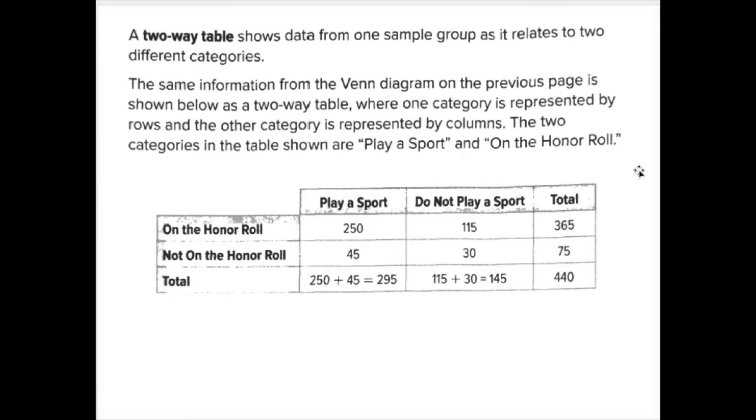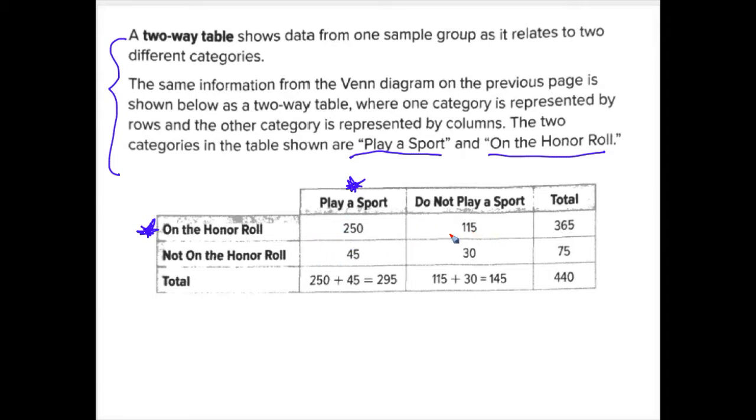A two-way table shows data from one sample group as it relates to different categories. The same information from the Venn diagram on the previous page is shown below as a two-way table, where one category is represented by rows and the other category is represented by columns. The two categories shown are play a sport and on the honor roll. So let's take a look at the chart that you have there. What we were given was the number of students on the honor roll, the number of students that play a sport.